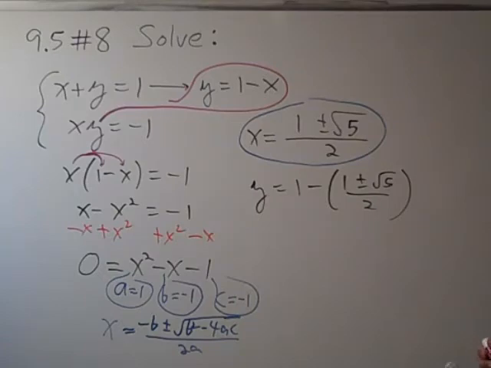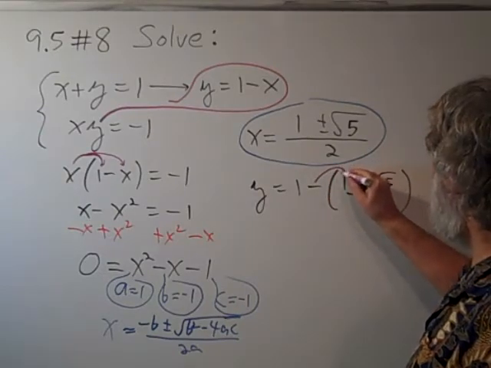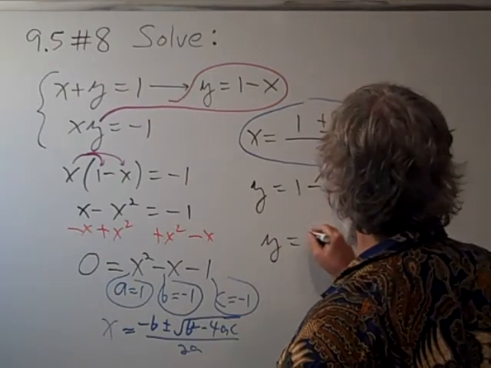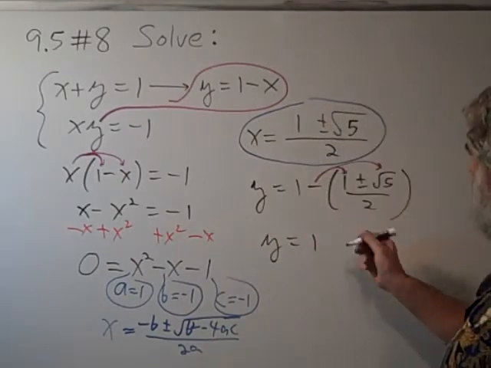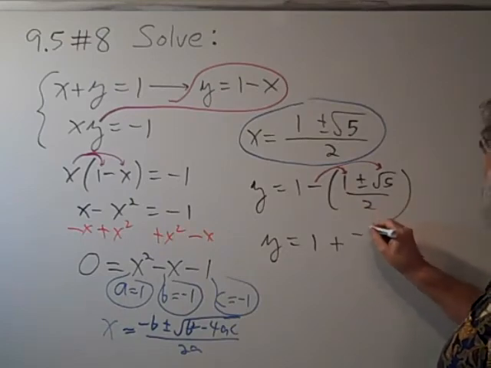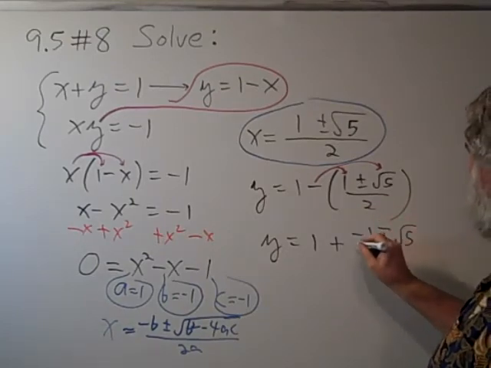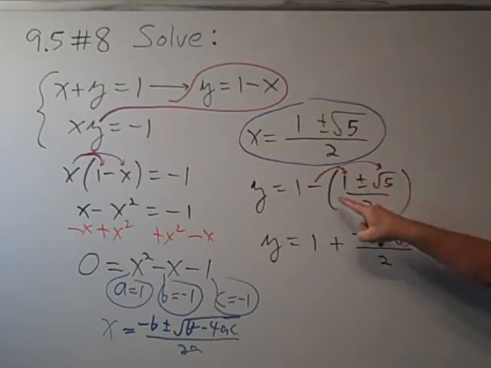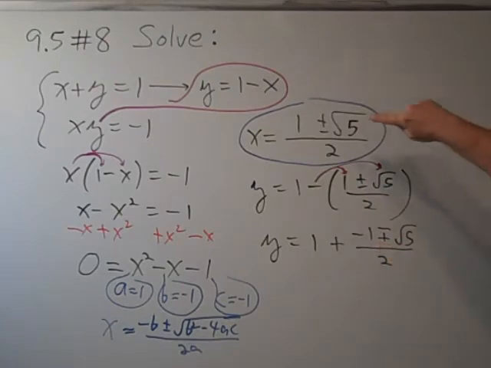This negative is going to distribute through the numerator here. And what happens is something interesting. We get that y is equal to 1, then plus, minus 1 minus or plus the square root of 5 divided by 2. Notice how when we distribute this negative, the plus or minus became a minus or plus, because a minus times a positive is a negative, and a negative times a negative is a positive. So if we choose the positive up here, we have to choose the negative here. And if we choose the negative here, we have to choose the positive there.